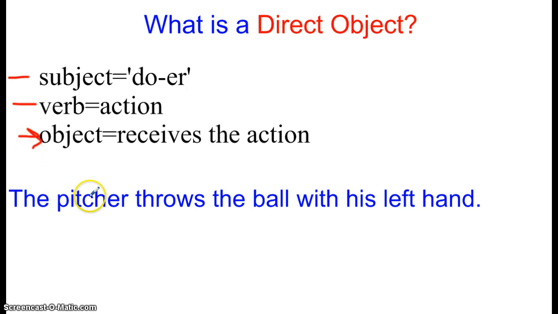"The pitcher throws the ball with his left hand" is our example sentence. We're going to identify the subject, the verb, and the object. The verb is the easiest one to identify. It's the action. Throws is the action of the sentence. The pitcher is the doer. He's the one throwing, so that makes him the subject. What receives the throwing? What's getting thrown? The ball. The ball is the object. What you're going to notice is that many sentences in both Spanish and English follow the SVO word order.